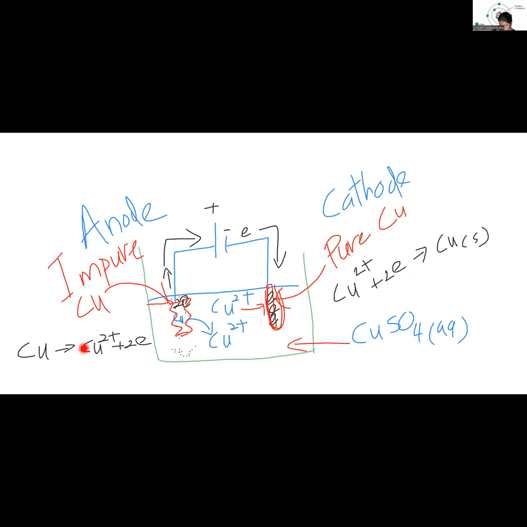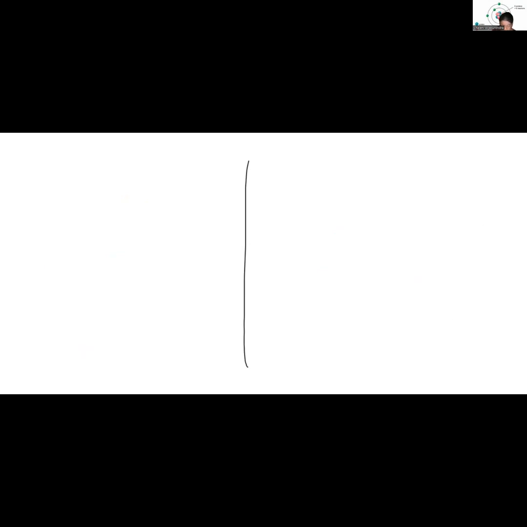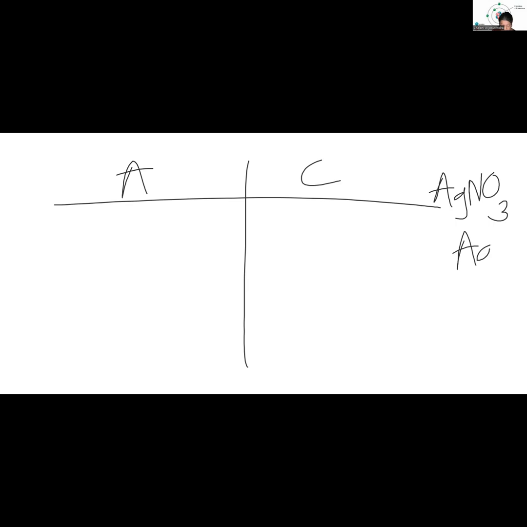Okay, let's sit then, and let's take a table on refining. I want what happens at the anode and cathode with the reactions. If my electrolyte is silver nitrate, listen carefully and tell me now, silver nitrate, and my electrodes are made of silver electrodes. What will happen?